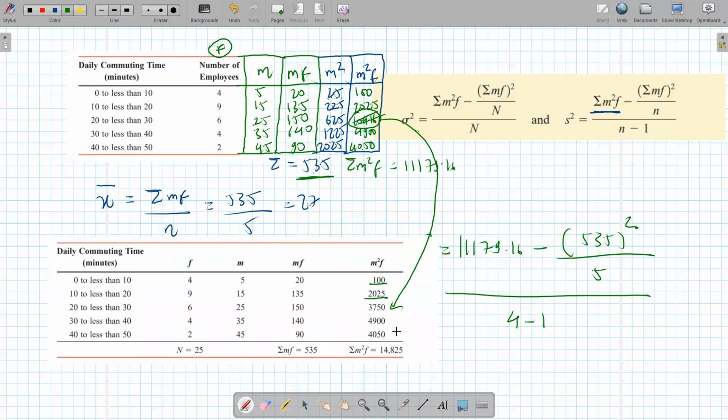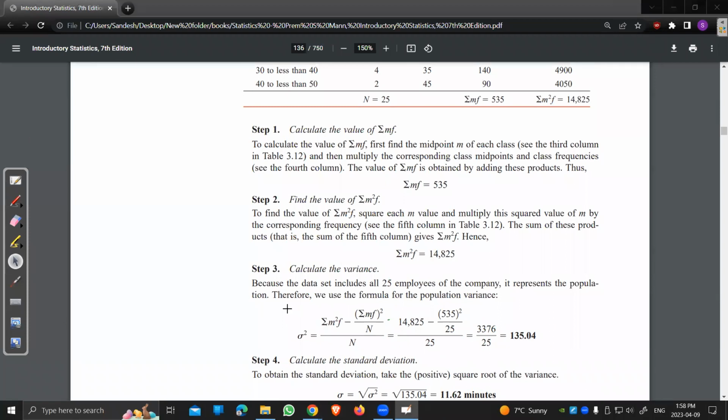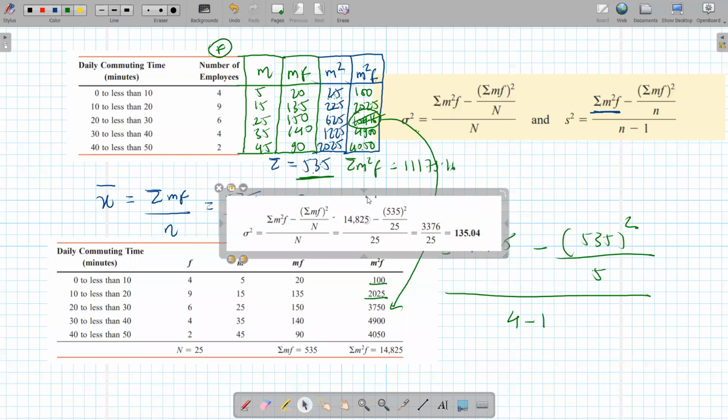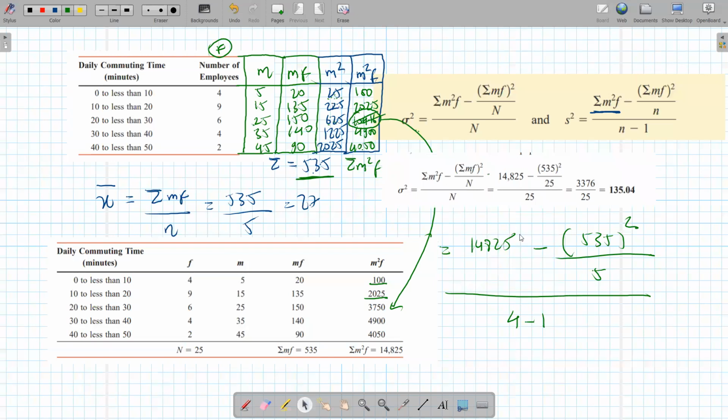So this number is actually 3750. So that means this number is 14825. So let's try that. 14825 minus 535 squared divided by 5, and divide that by this. There we go. It's 135. They're finding the population variance. And again, the only difference between population variance and this is that instead of dividing by n minus 1, you divide it by the entire thing.